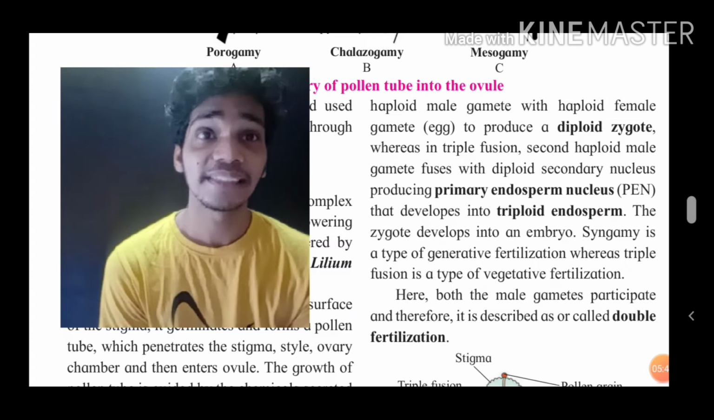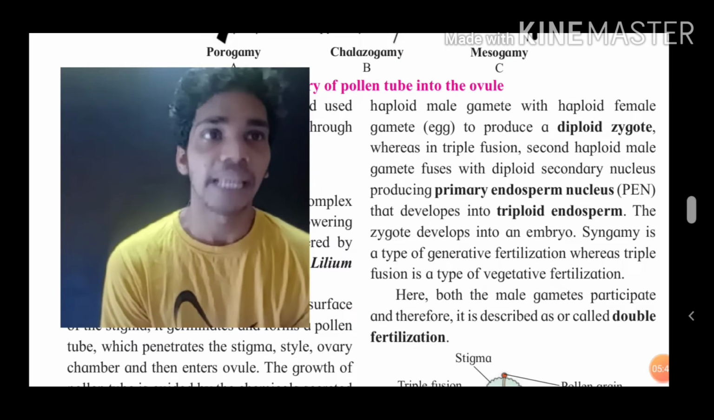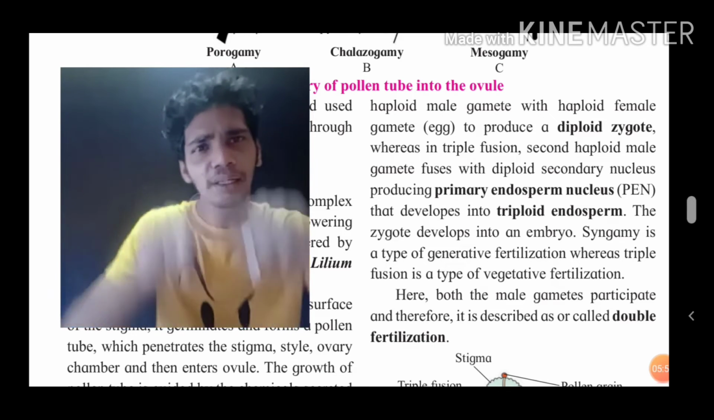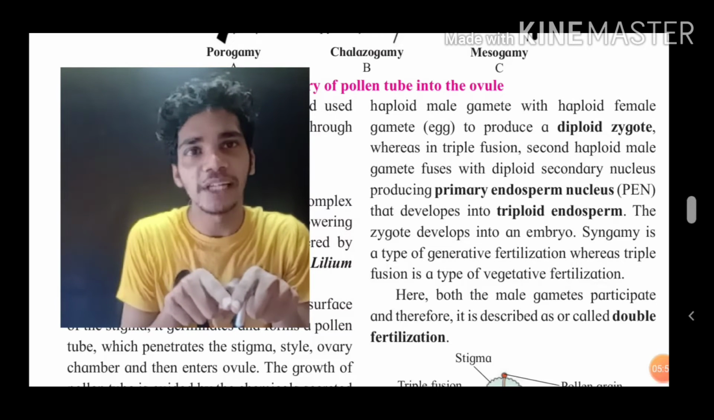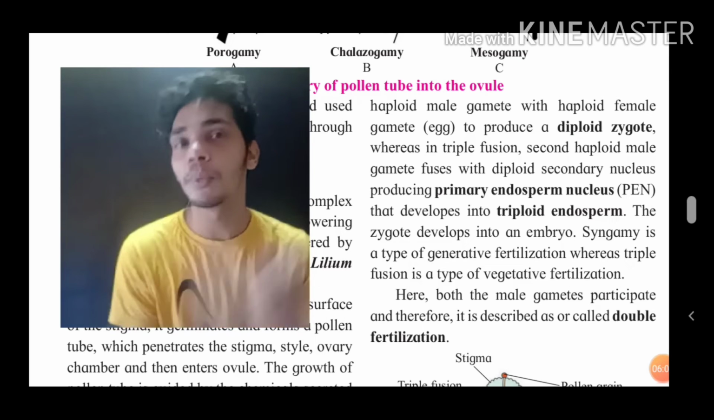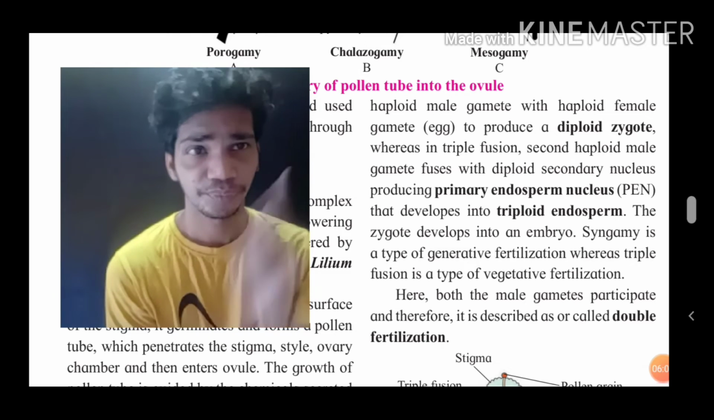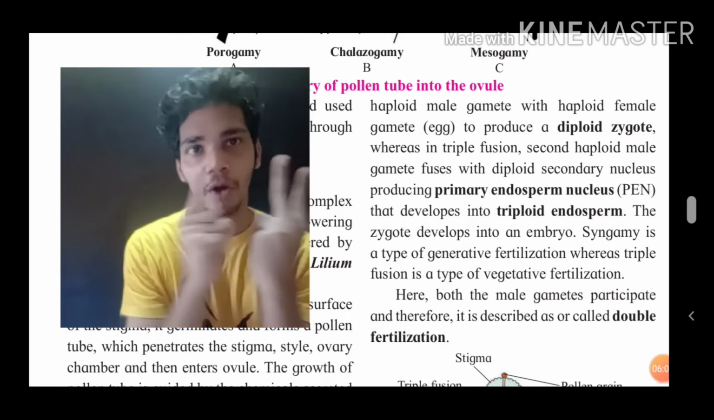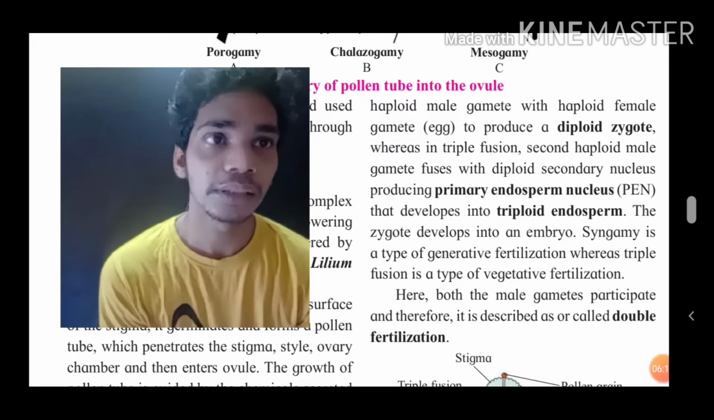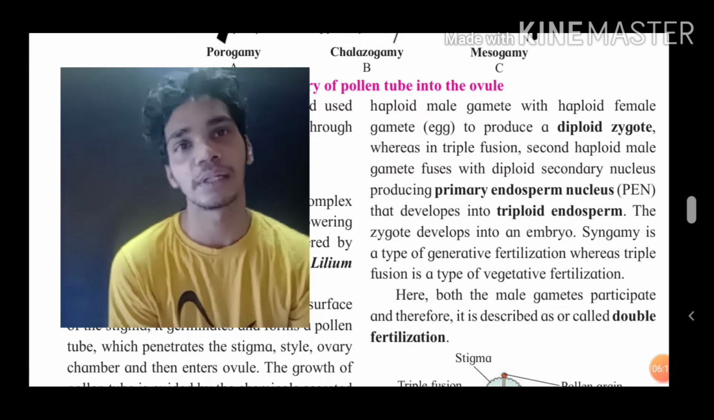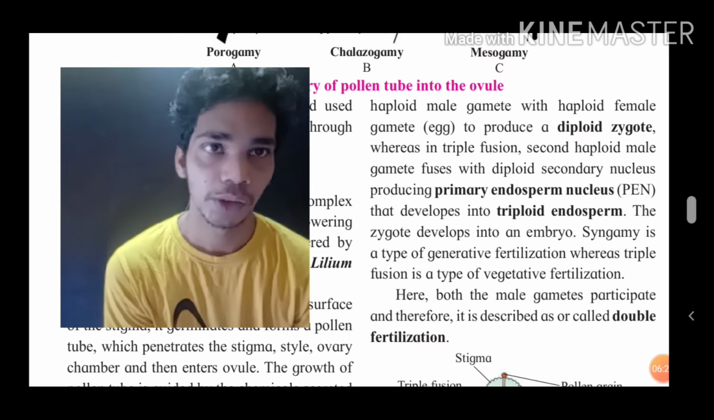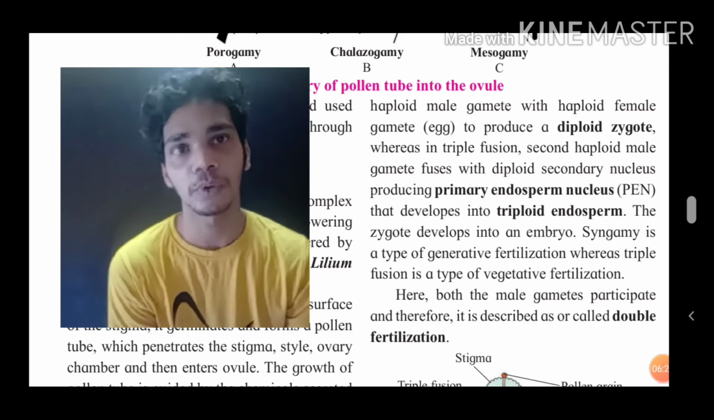Whereas in the triple fusion, what is triple fusion? Let's see. The second haploid male gamete fuses with the diploid secondary nucleus. We have seen that the ovary encloses the embryo sac, and that embryo sac has a nucleus at the center. There are two polar nuclei that we are talking about. So one male gamete and two already present. How many nuclei are there now? Three. That is called triple fusion. So that secondary nucleus produces the primary endosperm nucleus, the PEN, that develops into the triploid endosperm.